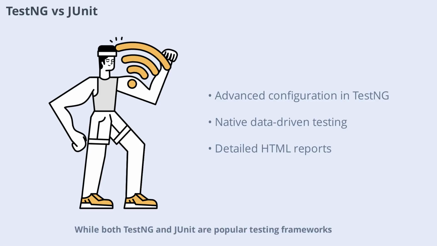While both TestNG and JUnit are popular testing frameworks, they differ in several key areas. TestNG provides more advanced configuration options, such as test grouping, prioritization, and parallel execution. It also supports data-driven testing natively through data provider annotations, whereas JUnit requires external libraries for similar functionality. TestNG's reporting and logging features are more comprehensive, offering detailed HTML reports. Ultimately, the choice between TestNG and JUnit depends on your project's complexity and specific testing needs.